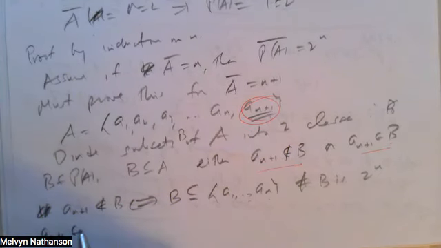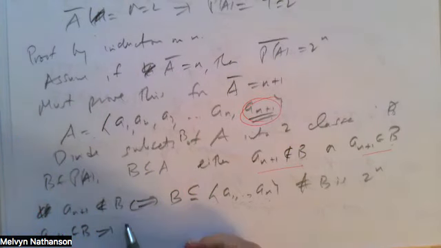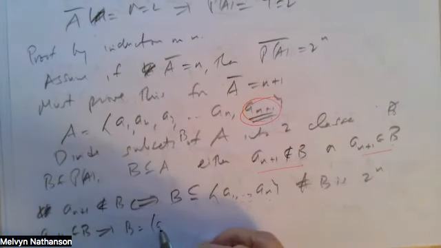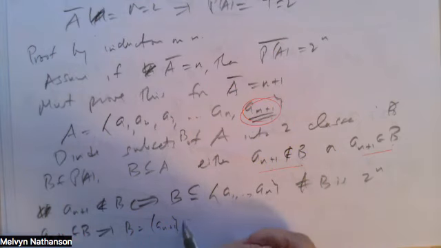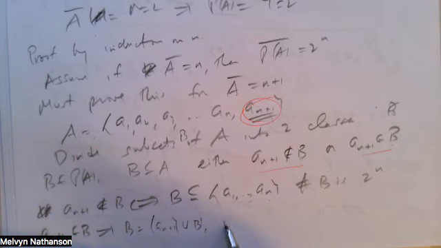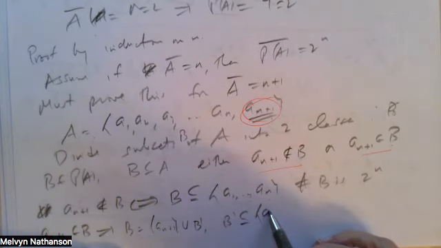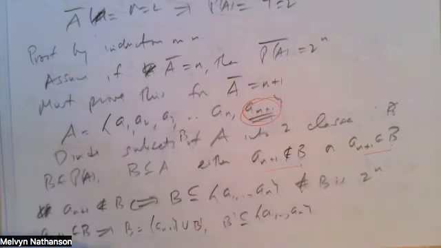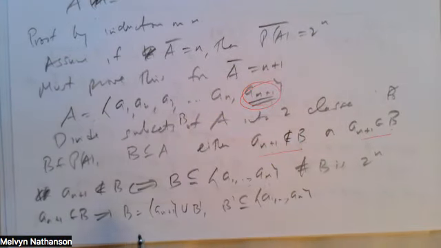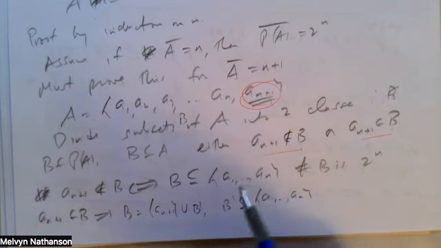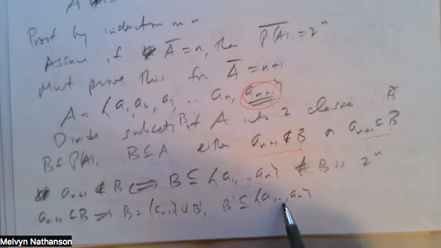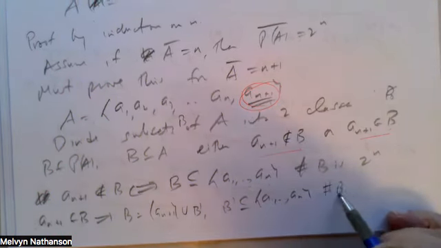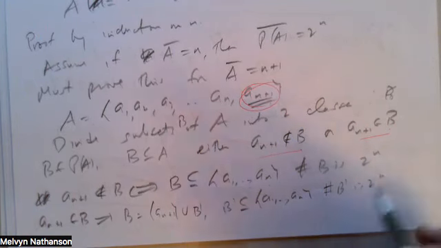Suppose A_{n+1} is in B. That means B is written as {A_{n+1}} union some set B prime, and B prime is a subset of A_1 up to A_n. A_{n+1} is in B. If you take away the A_{n+1}, what's left is a subset of A_1 up to A_n. But again, this is a subset of an n element set. So the number of B prime that you can pick is also 2 to the n.